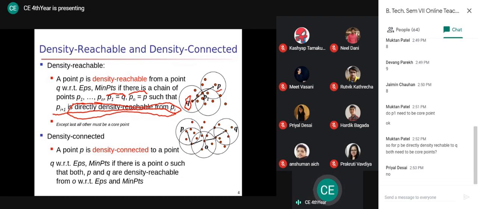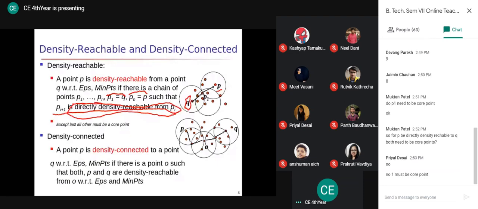Okay, so Muktan's question: for P to be directly density reachable to Q, both need to be core points. Yes or no? Does anyone want to answer this? Priyal said no, one must be a core point. Or rather than one, can we say specifically P must be a core point?